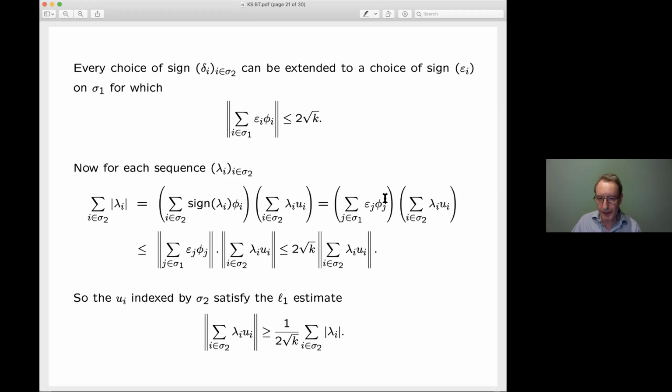So I've just rewritten this with an extended collection or linear combination of functionals here. And now I apply my norm estimate for the inner product, and this thing then, of course, is at most 2 root k, because that's how I chose the choice of signs, and this is the thing I'm interested in. And so I get a lower bound for that in terms of the L1 norm of the coefficient sequence. So the key is to apply Sauer-Shelah so as to show that you can get an estimate by using what we know about the bi-orthogonal functionals.